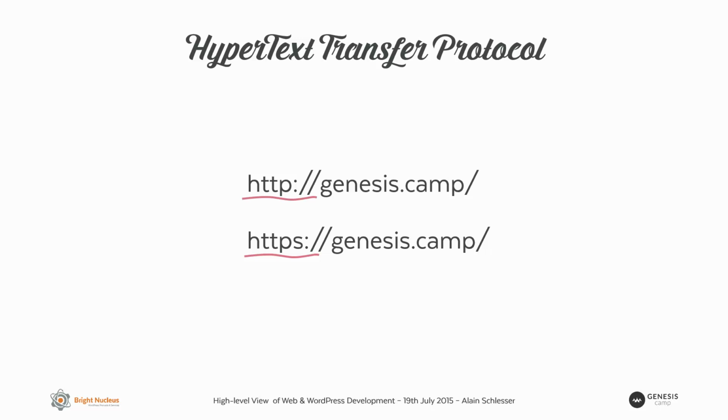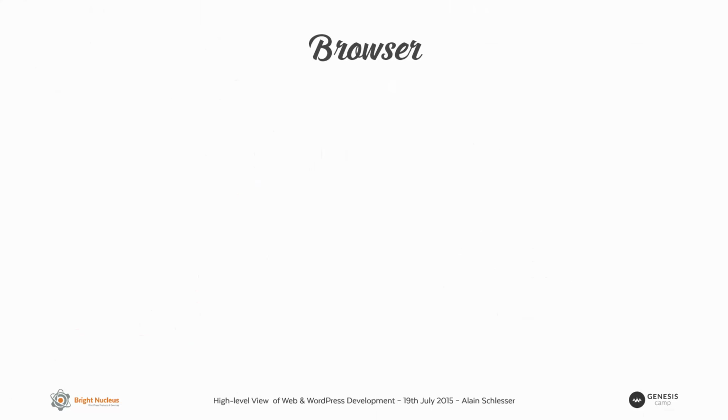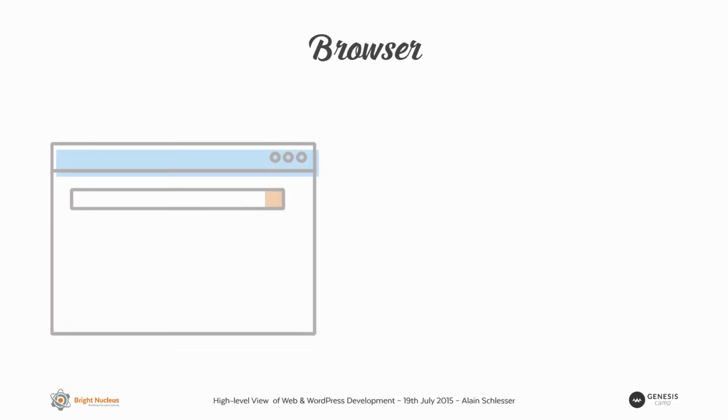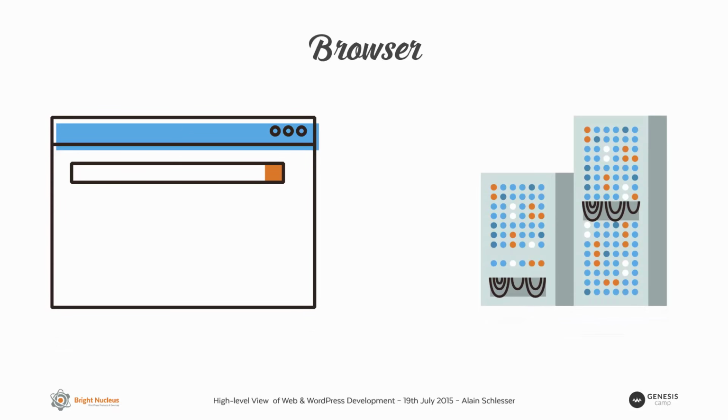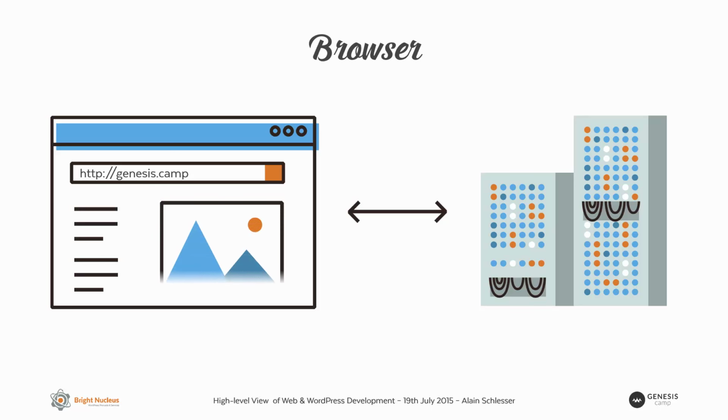But who exactly is the client? You probably guessed it, the client is the one that started the request to connect to the server. It is your browser. When you enter an address into a browser window, it queries the DNS server for the IP address of the Genesis Camp server and establishes a connection with the server. The server then sends the content of the requested page to the browser.